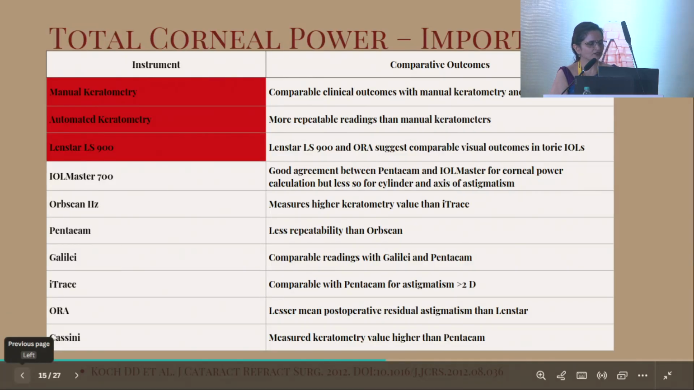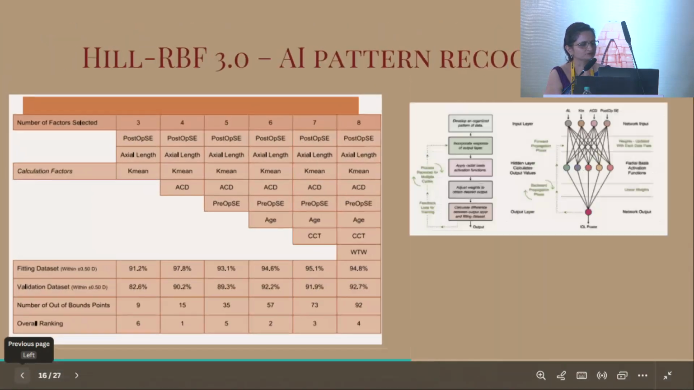Now we see manual keratometry, automated and Lenstar are actually not measuring the posterior K, whereas all the other newer machines have inbuilt posterior keratometry measurement, which has been shown to be very important.